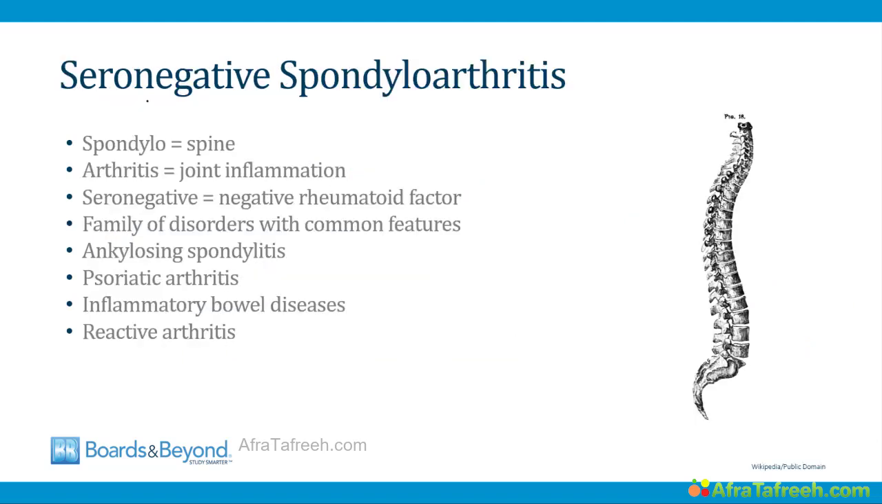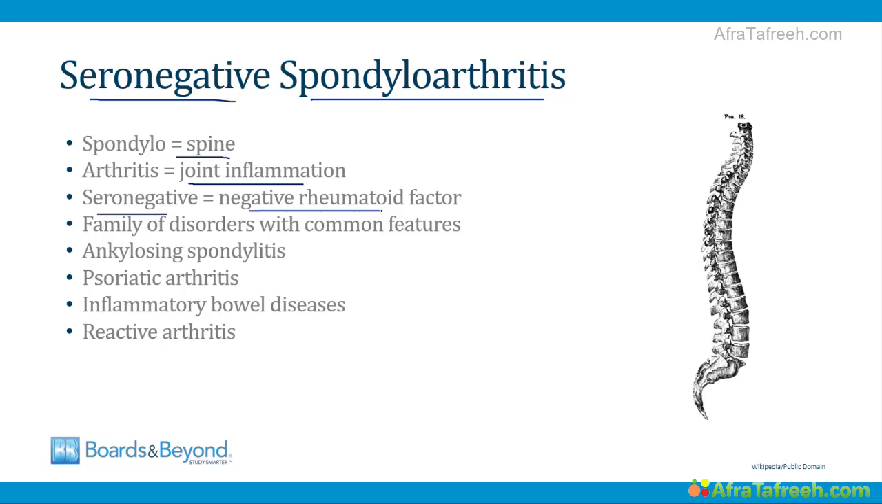In another video, I talk about seronegative spondyloarthritis in detail. So the word spondylo means spine, so a spondyloarthritis means joint inflammation of the spine. And these disorders are called seronegative because they have negative rheumatoid factor. And the seronegative spondyloarthritis disorders are a family of disorders with common features that can include arthritis. All of these disorders are seronegative spondyloarthritis, and I talk about them in detail in another video.